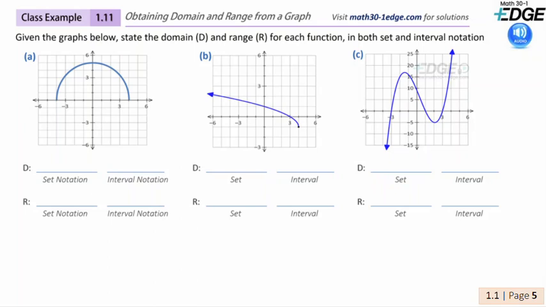For class example 1.11, we'll be determining the domain and range of functions given their graphs. I highly encourage you to pause the lesson at this point and try examples A through F on your own first.